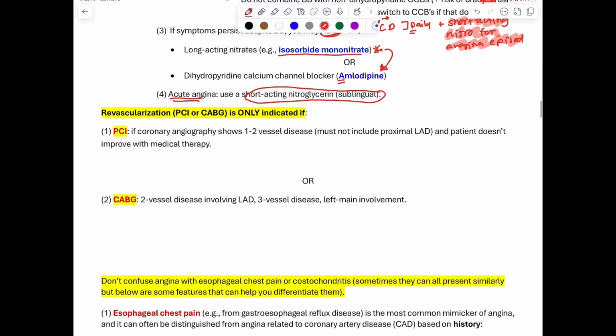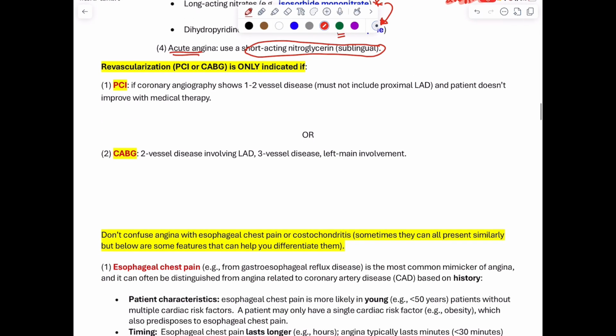Okay, sometimes you are going to need to do a PCI or a CABG because they have extensive coronary disease. So when is this going to be an answer? Okay, we're going to go again to the beginning. We did an ECG.